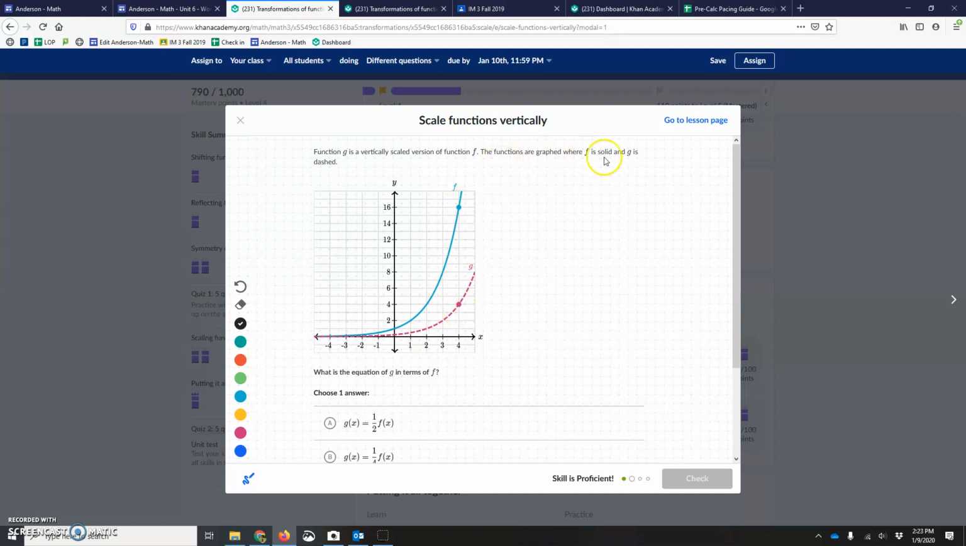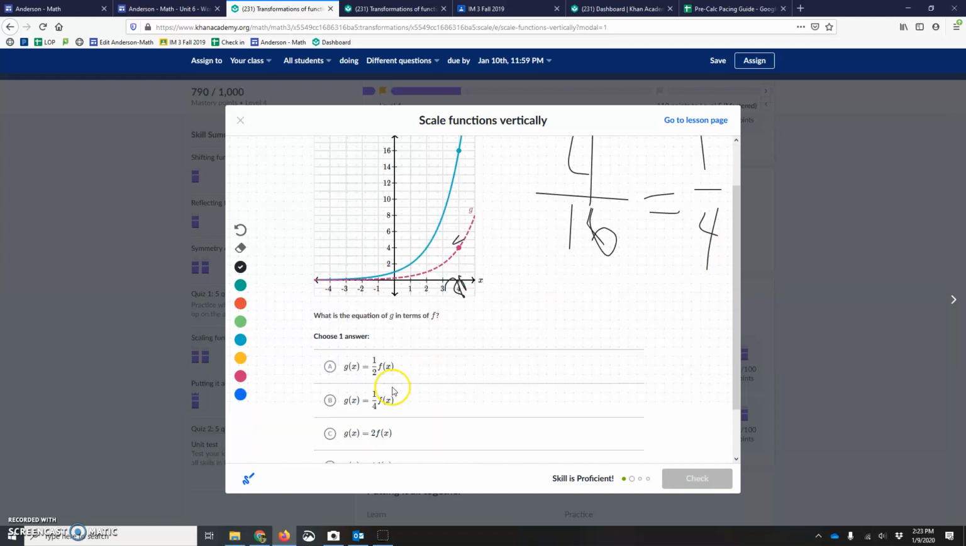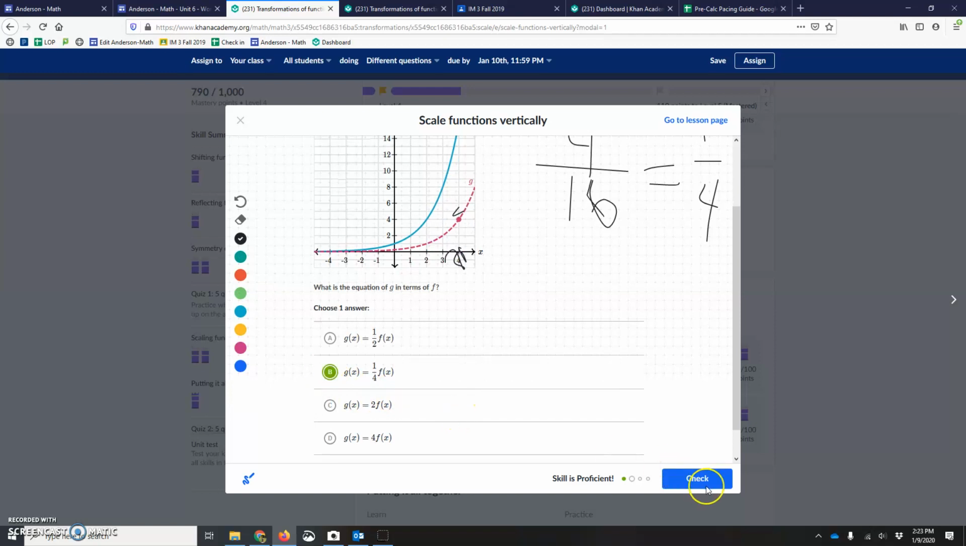The functions are graphed where f is solid and g is dashed. So when we plug in the number 4, we're looking at where does it go. It went to 16, and now it goes to 4. It's supposed to be a 16 right here. Try that again. There you go. 4, which simplifies to 1/4. Okay, so we're going to look for a 1/4 fraction, and there we are, b. Okay, we're looking at the points. You can see the values and where they go.